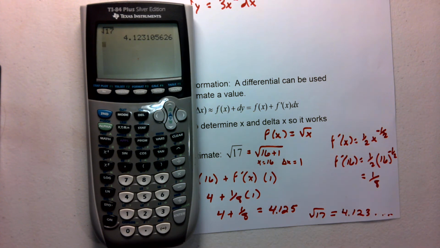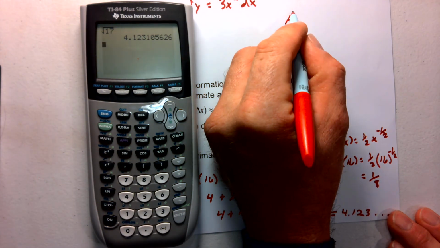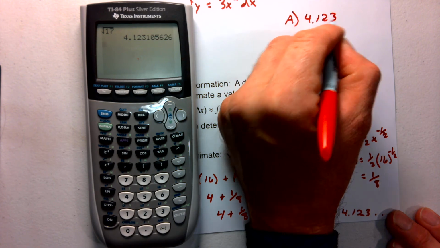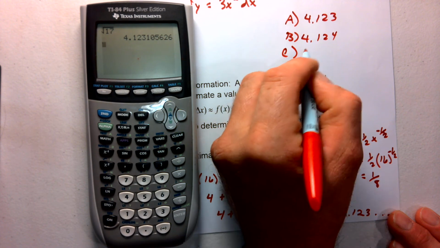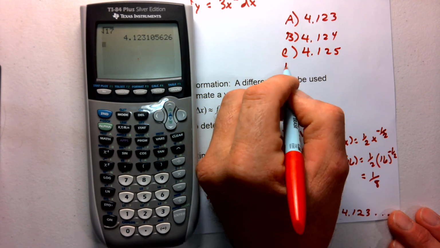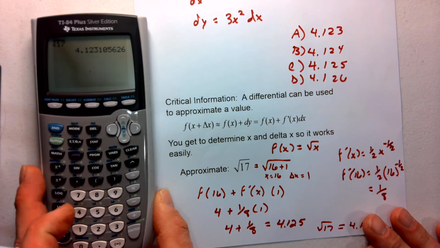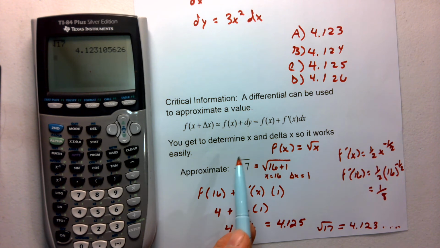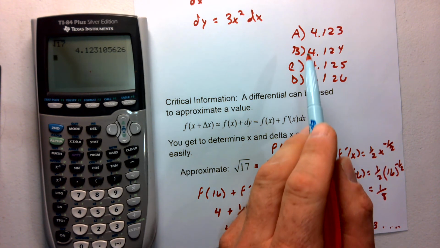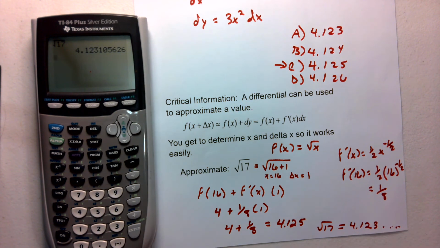So what are they going to do to us on a multiple choice question? Well, they could have A as being 4.123, B as being 4.124, C as being 4.125, and D being 4.126. So if they ask us to approximate this using locally linear approximations, we know that the answer we're going to be looking at is C.